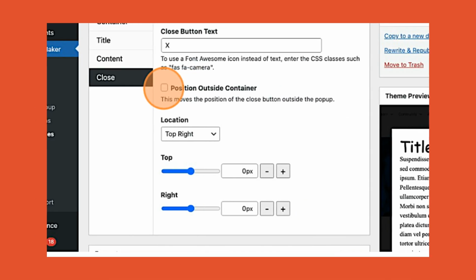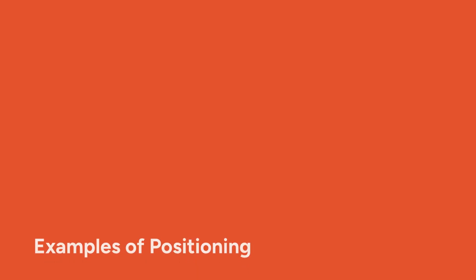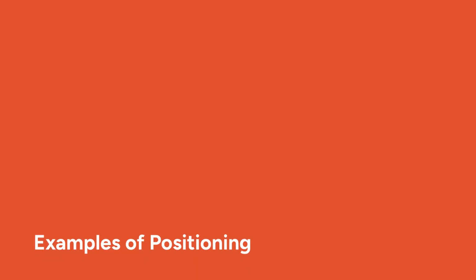Go back into your theme settings, uncheck Position Outside Container, and update your theme. Now, focus on the top and right pixel settings. By using negative values here, you can push the close button outside the pop-up boundary. Let's look at a couple of examples to show exactly how these adjustments affect the button's position.